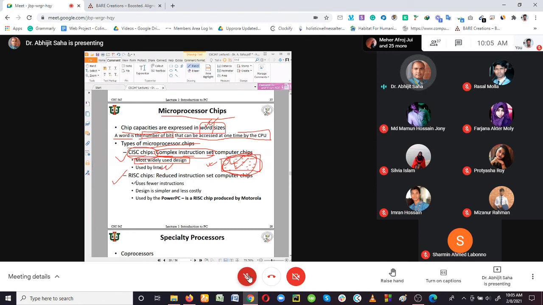So that is why the RISC chips were introduced later on. What is that? Reduced instruction set computer chips. That is the reduced instruction set. By seeing the name, you can understand that it has taken into consideration the CISC chips. It was complex, and this one says that it is going to reduce the instruction set. So it uses fewer instructions.